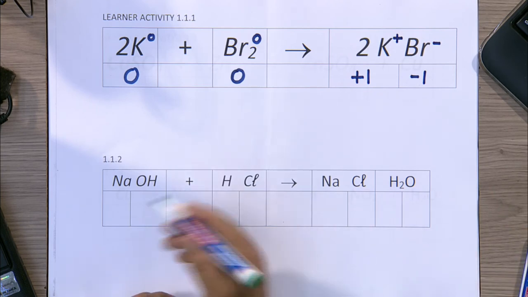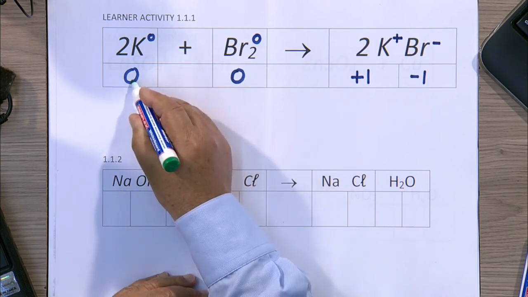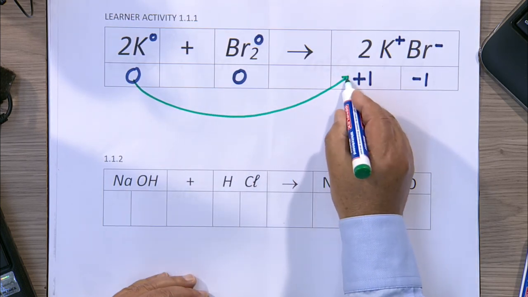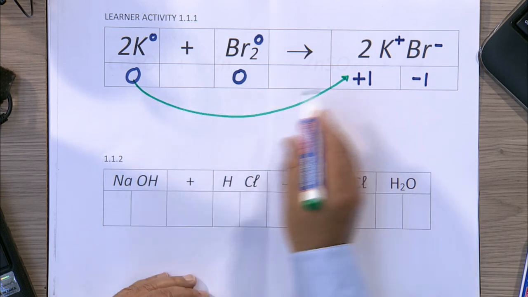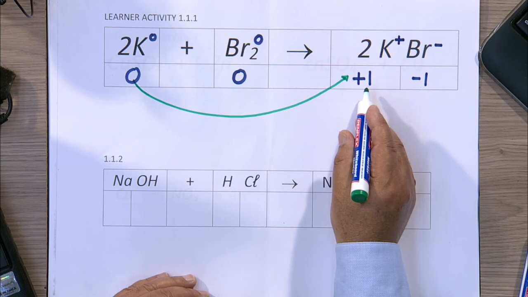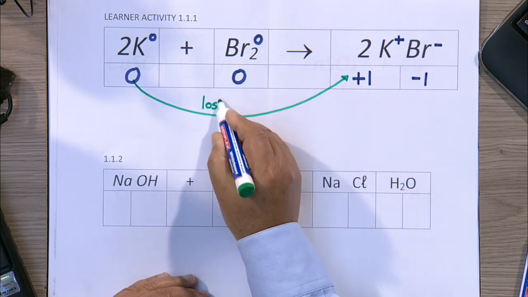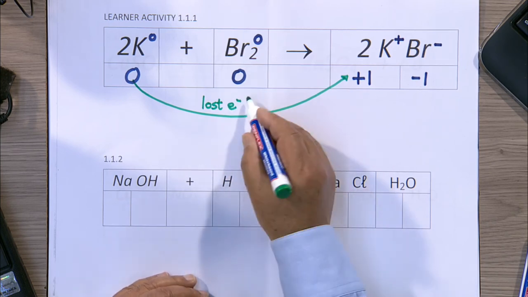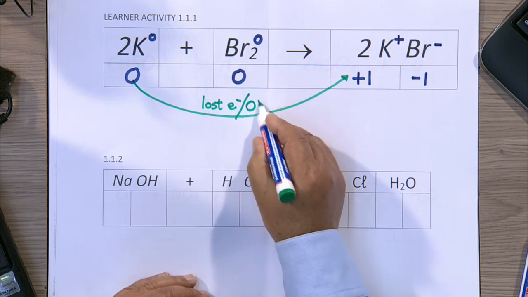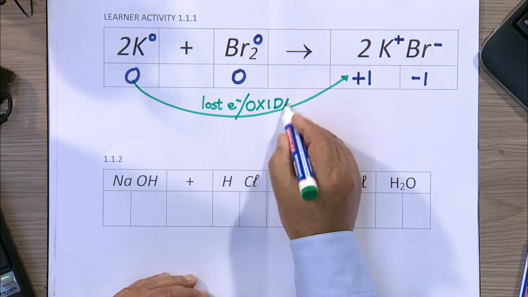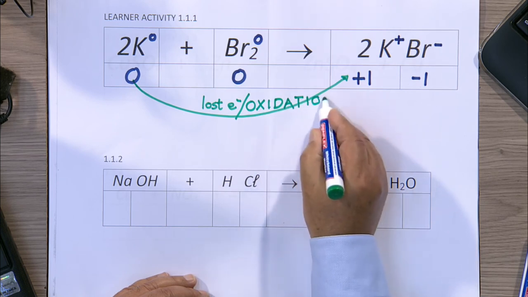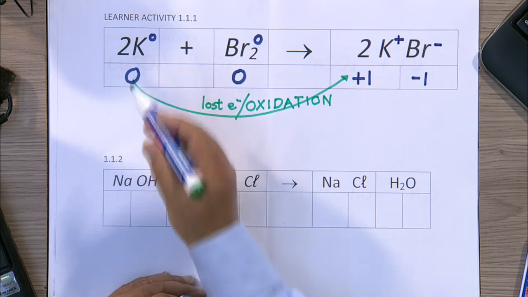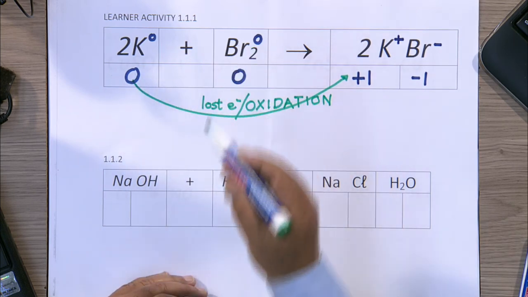So now what can I say about this? Let's look at the before and after picture. If I look at potassium before, I can see that potassium's charge has changed from 0 to 1. But potassium has lost electrons. Everybody get that? It has lost electrons. And what do we call the loss of electrons? Of course, you are smart. We call that oxidation. The loss of electrons is called oxidation. So that means potassium was oxidized. And potassium is a reducing agent because it is going to cause bromine to be reduced.